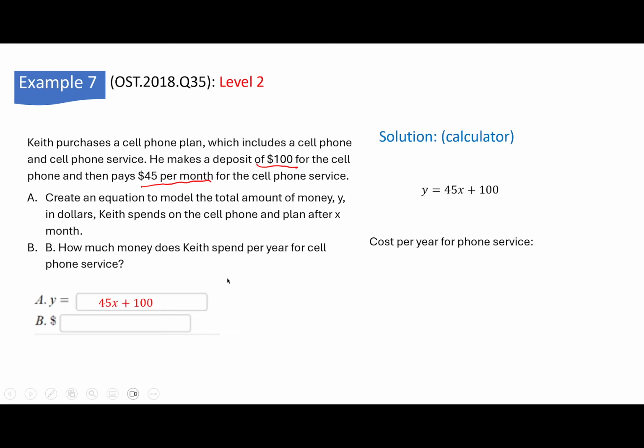B, how much money does Keith spend per year, 12 months, for cell phone service? So obviously every month is 45 times 12, which is 540. Now some students would add 100 to this to give an answer of 640, and that would also be acceptable.